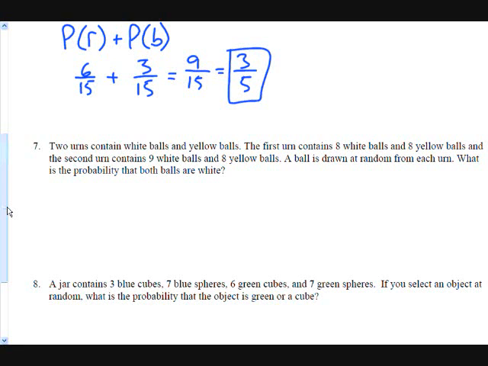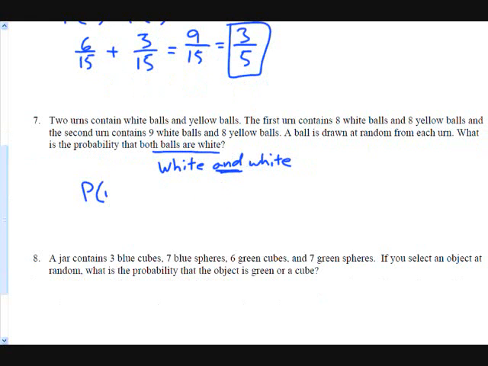For this one, since we're drawing from 2 separate urns, it makes these independent. So I want 2 that are white. It's white and white, because I want a white one from each. So this is an and probability, which means I'm just going to multiply. I multiply the probability of a white by the probability of a white. And again, these are independent events because it's 2 separate urns.